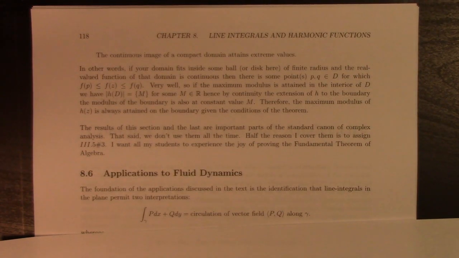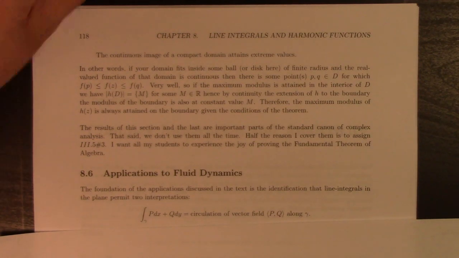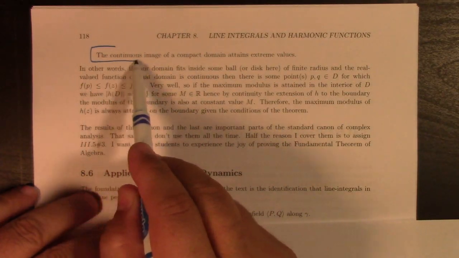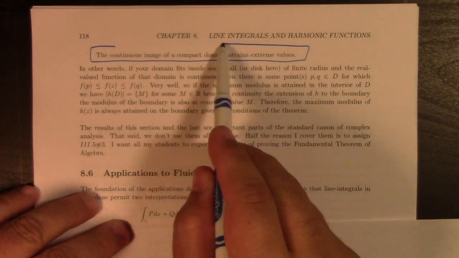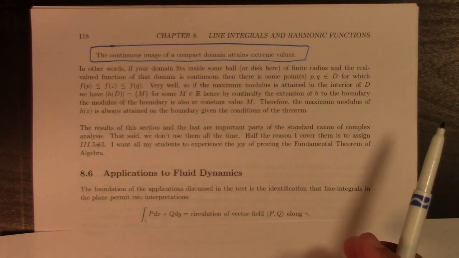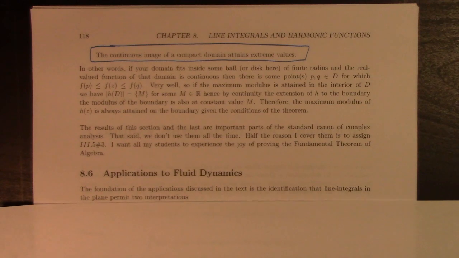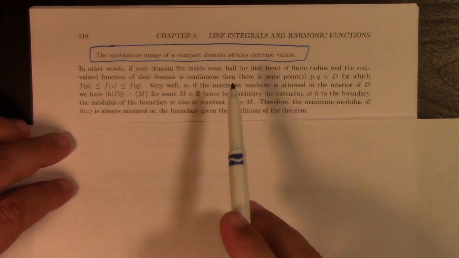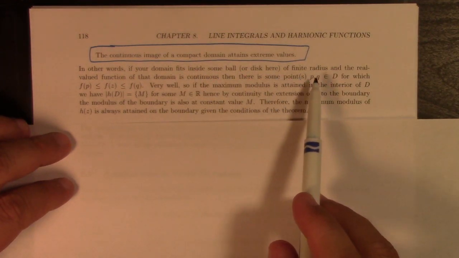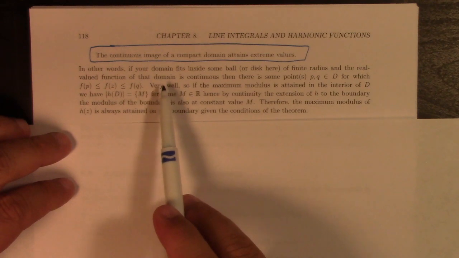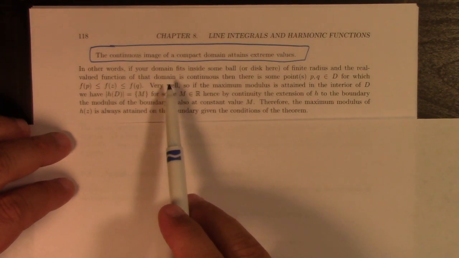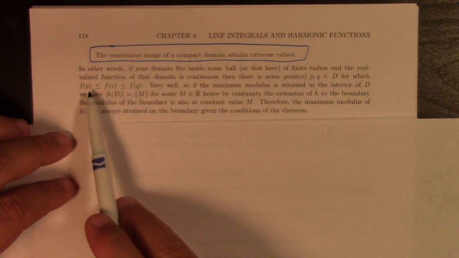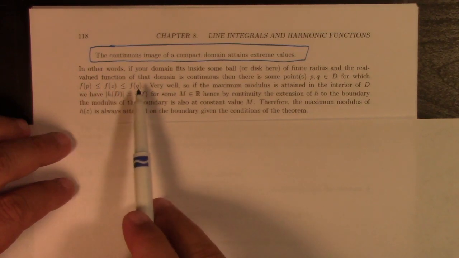And this is actually the tip of a much larger iceberg, which is that the continuous image of a compact domain attains extreme values. This is the extreme value theorem. You've seen it in Calculus 1 with the closed interval test, all right? Just, again, to connect with things here. If my domain fits inside some ball of finite radius, and the real valued function on that domain is continuous, then there are going to be some points at which the function is maximized and minimized, right?